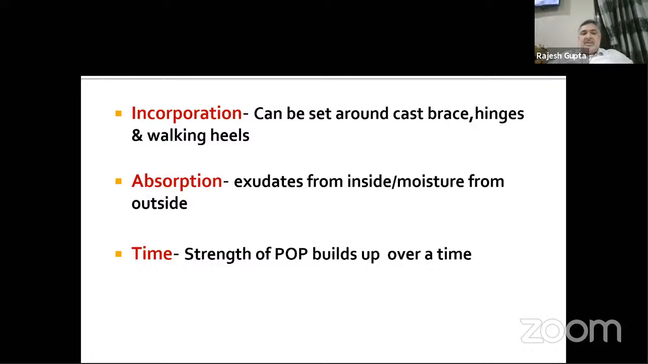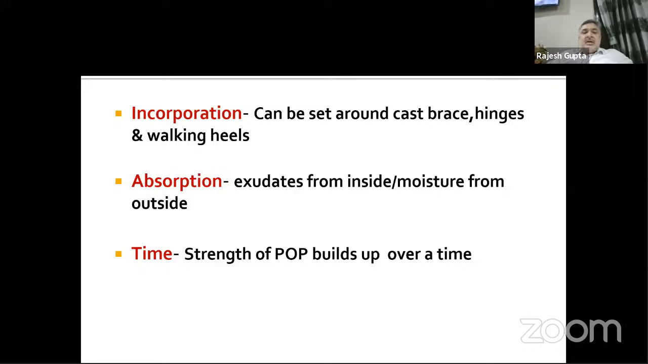Now incorporation, what is the meaning of this? The plaster of Paris in a wet stage is infinitely moldable, and it can be set around cast brace, hinges, and walking heels. But when to apply? When we have to apply these appliances, we apply the first few layers of the plaster bandage, and when it sets a bit, we apply these braces with a fresh bandage of POP. Why? Because if we apply these appliances on a wet cast, they are going to indent the plaster and indent the underlying skin, leading to a pressure source.